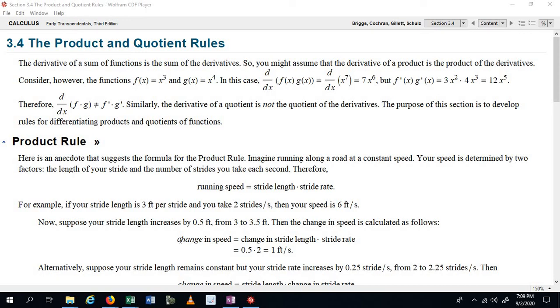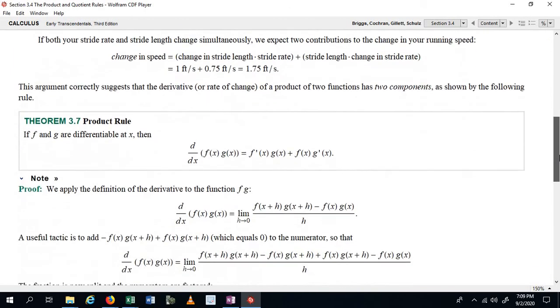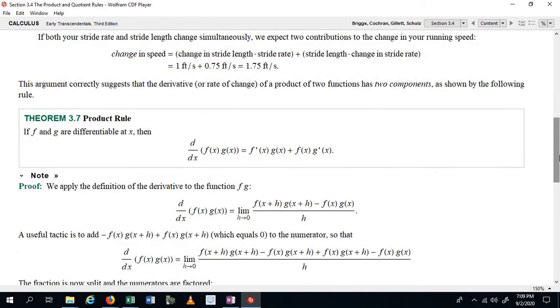Hello again. In this video, we're going to begin talking about the material from section 3.4, which is about the product rule and the quotient rule. And in this video, we're going to focus in on the product rule. And so let me show you what the product rule says, and then I'll do some examples to show you how it works.